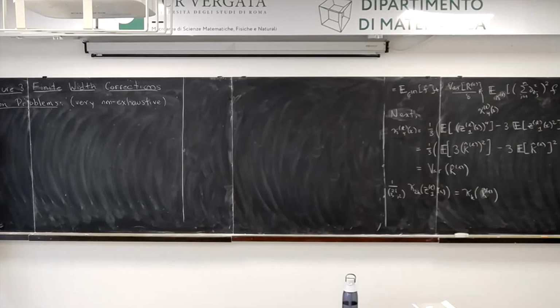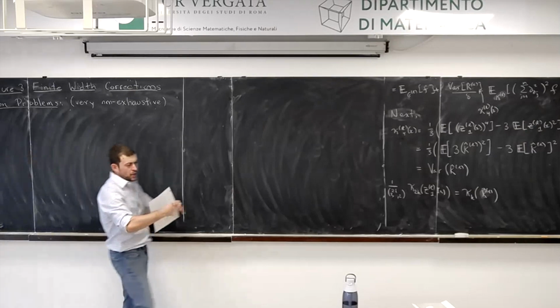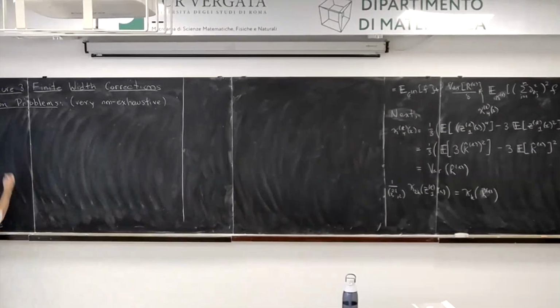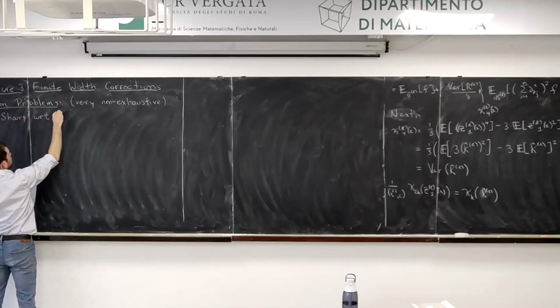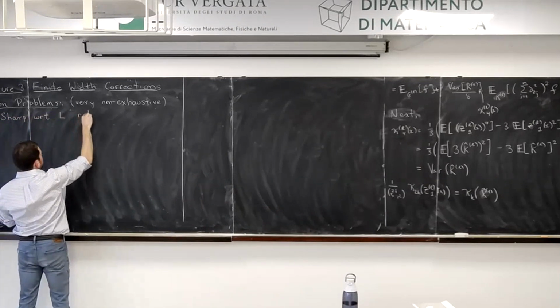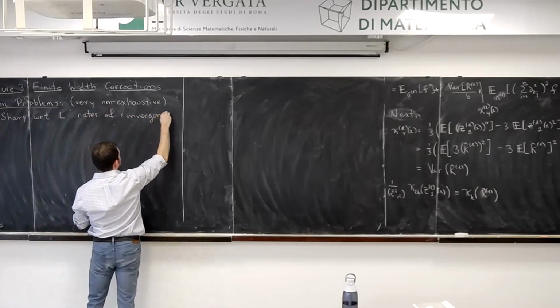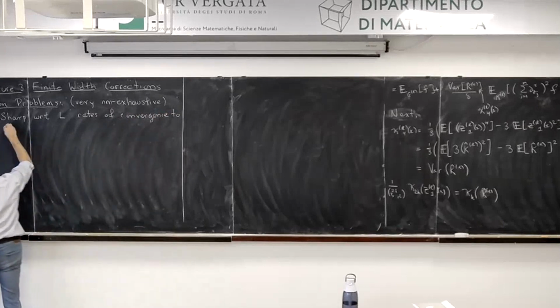So let me start like this. I tried to convince you a little bit that L over N measures the rate of convergence to the Gaussian process, but I was a little vague. My notion of Gaussianity was how small the higher cumulants are. That's something, but it's not everything. So: sharp rates of convergence, with respect to the depth L, to the Gaussian process limit.